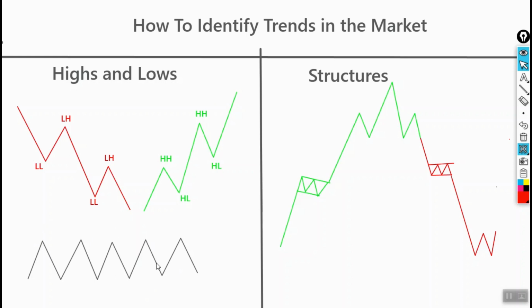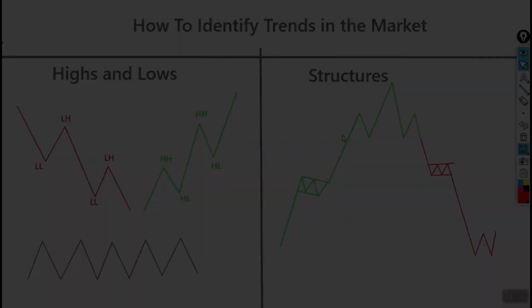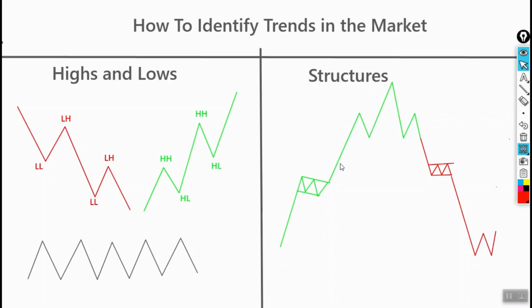We're not really going up, we're not really going down. We're in the same price range, and we're probably doing so to build a structure to continue with the previous trend or to reverse, right? And that goes perfectly into the second, more effective way to identify a trend, right?